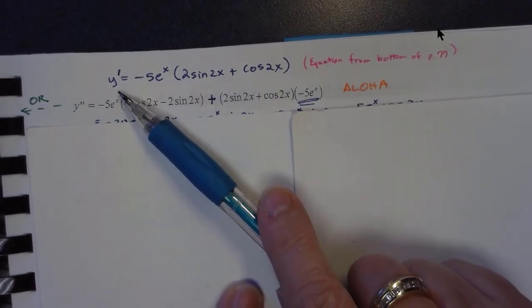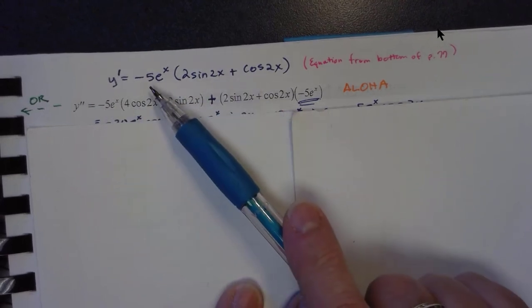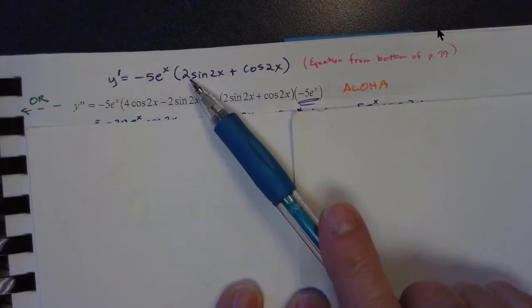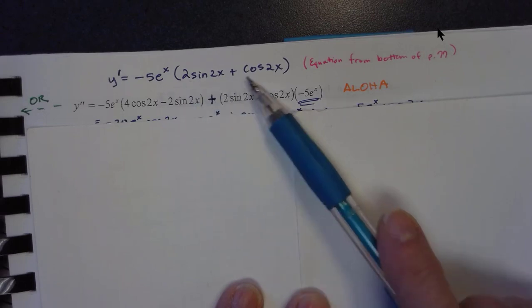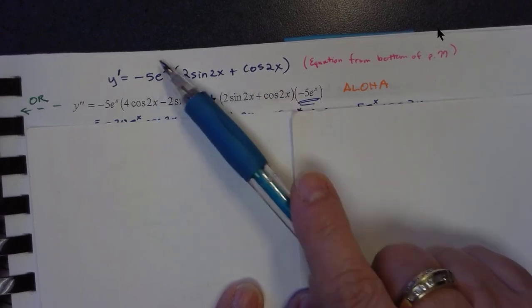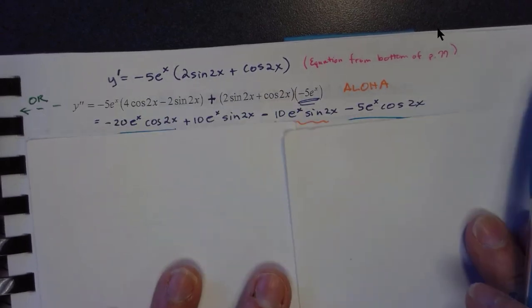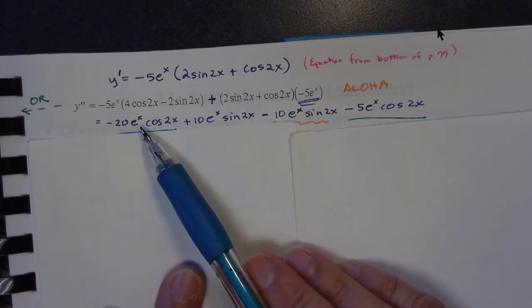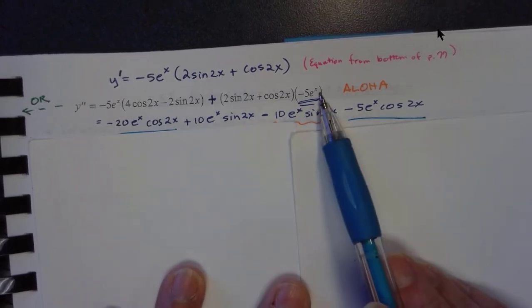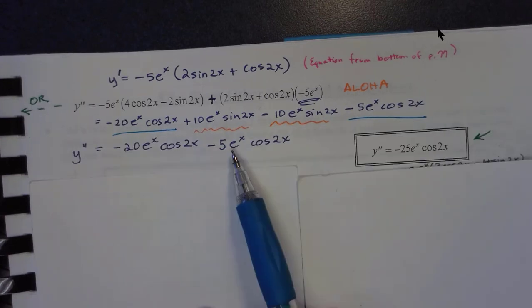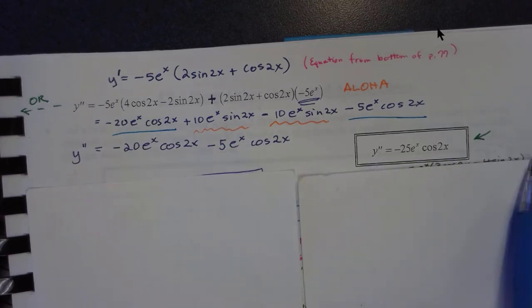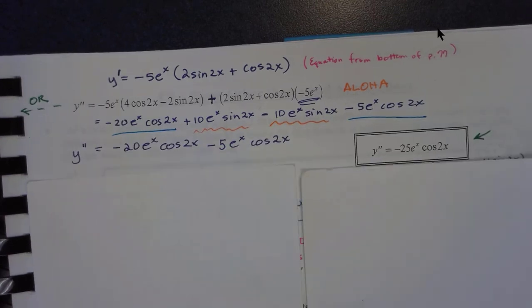Now I'm going to go for the second derivative. Again, it's a product. So this factor times the derivative of this one plus this factor times the derivative of that one. I can distribute the negative 5e to the x across this, distribute the negative 5e to the x across that, and add similar terms. That is one way to do this.